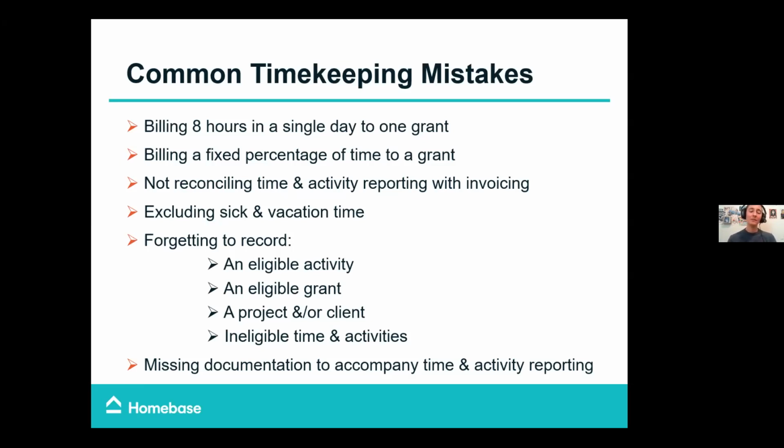And then one of the big things we see is that the time and activity reporting materials, documentation, are missing one of these things. Maybe they indicate what client was being served and what grant they're served by, but it doesn't specify an eligible activity. It just says the supportive services line item, but it doesn't say what eligible supportive services thing you were doing. Or it says the eligible activity, but it doesn't indicate the client that was being served.